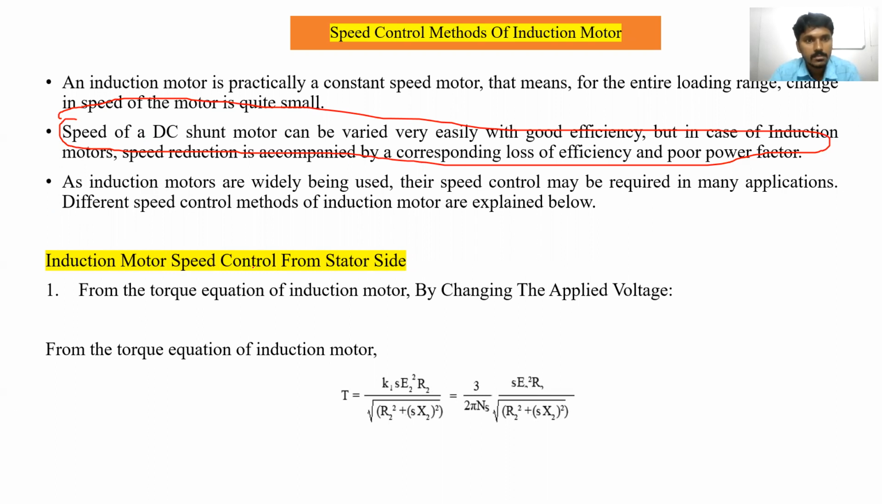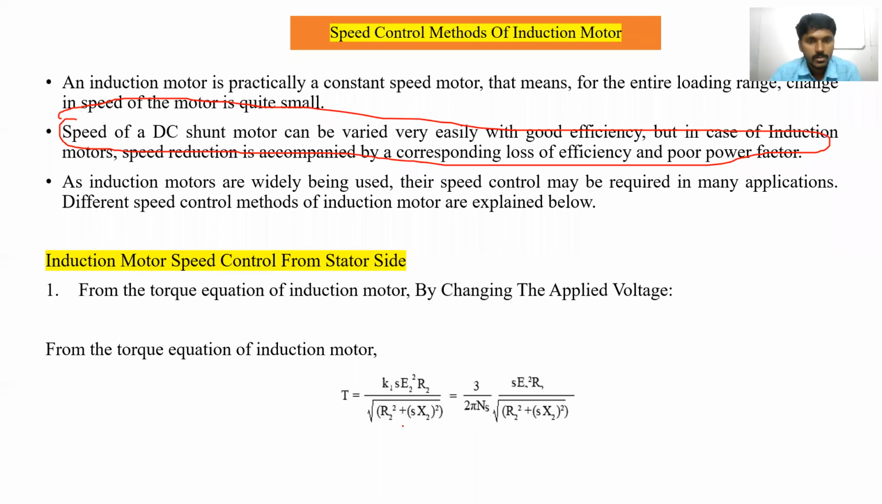Induction motor speed can be controlled from the stator side. What speed control techniques are there? Generally we have two types of speed control techniques: from the stator side, and second, from the rotor side. By using the stator side circuit we can control the speed of the induction motor, as well as by using the rotor side circuit. So basically we have two types of speed control techniques for the three-phase induction motors.